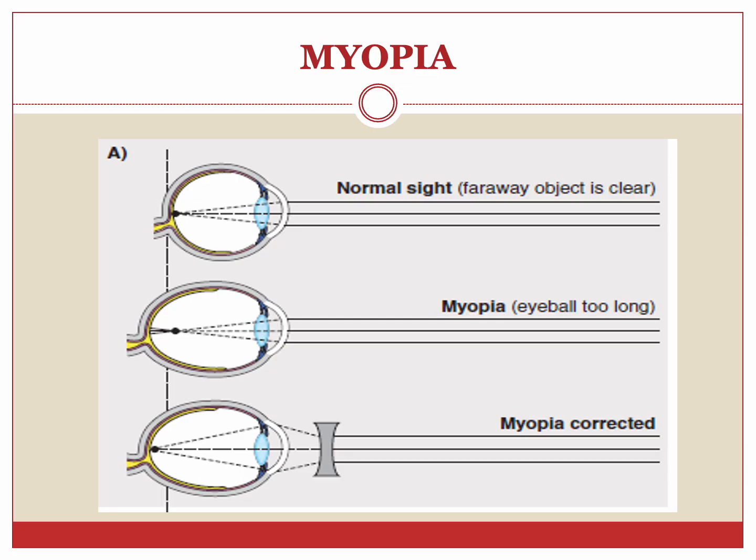So if we need to correct this type of refractive error, what we can do is put something in front of the eye so that the rays get a little bit diverged, and so they converge a little bit farther away than they are currently converging. So the image will be formed at the retina.